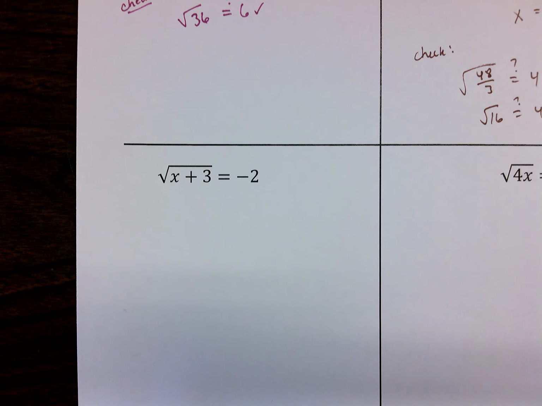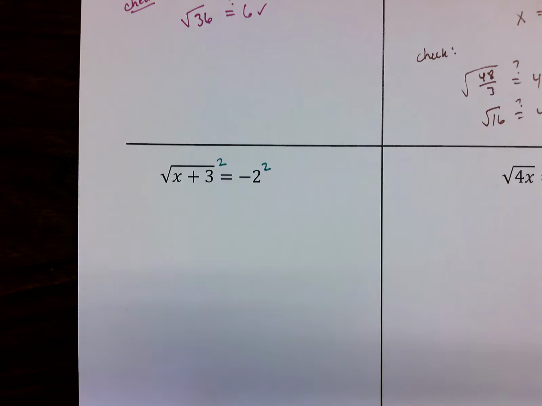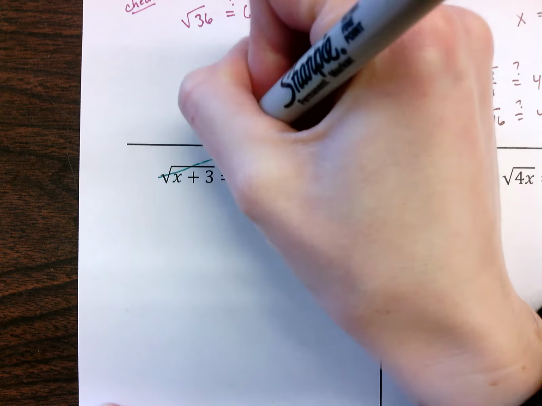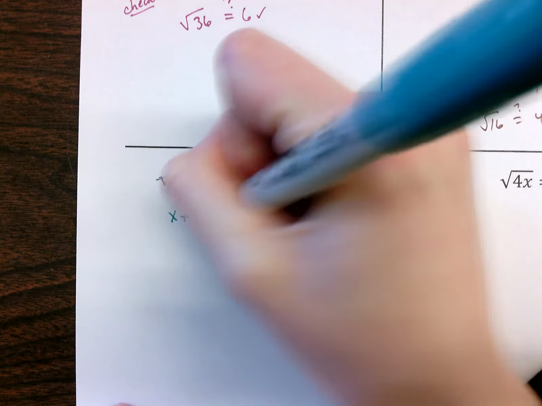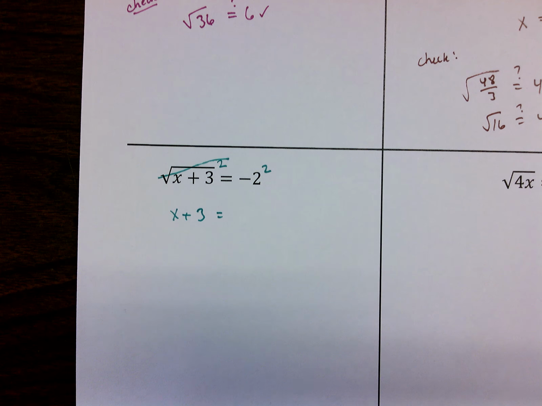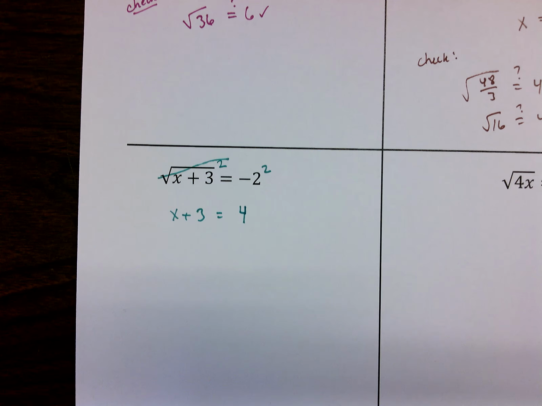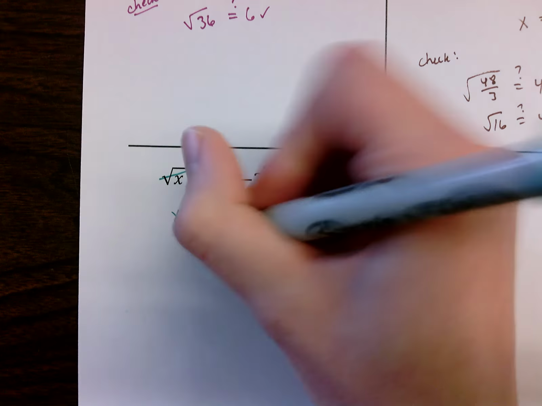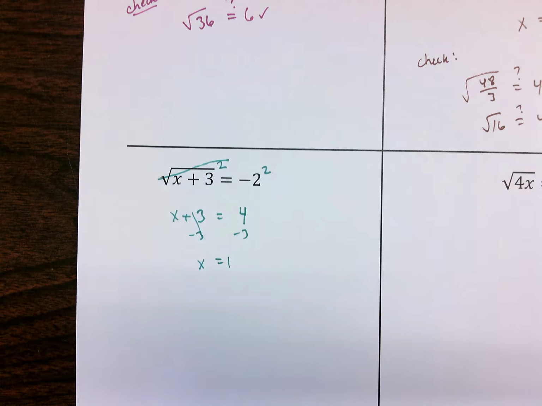All right, let's try our next one. So first thing that I'm going to do is square both sides. Squaring and square rooting cancel each other out, so those cancel, and I'm left with just x plus 3. Negative 2 squared, so negative 2 times negative 2. A negative times a negative gives you a positive, right? So that's going to be positive 4. Okay, and then I'll subtract 3 from both sides to cancel these out, and x equals 1.